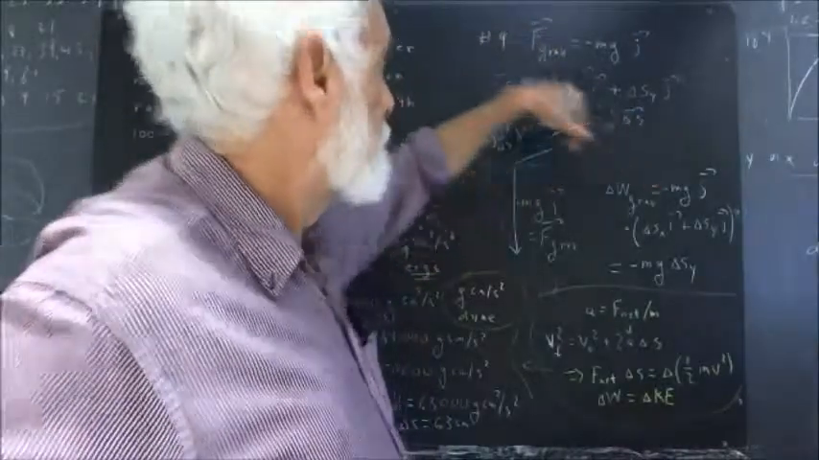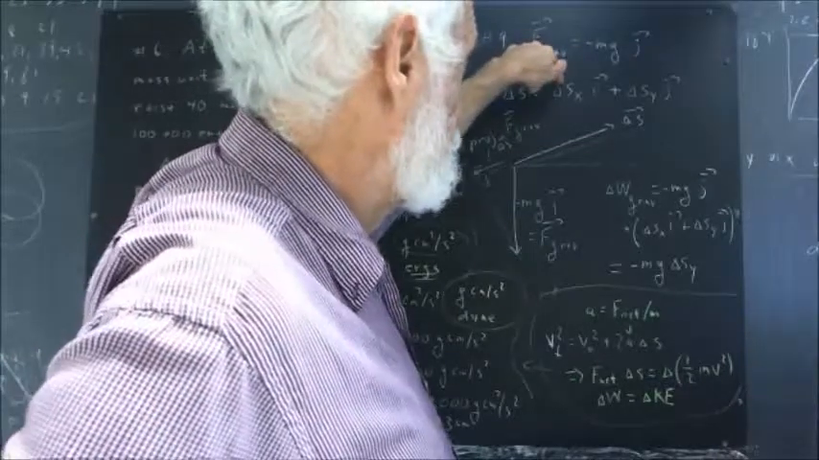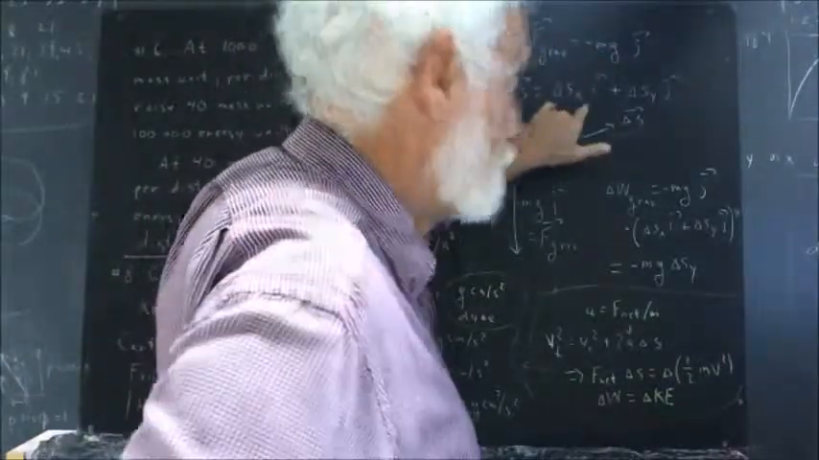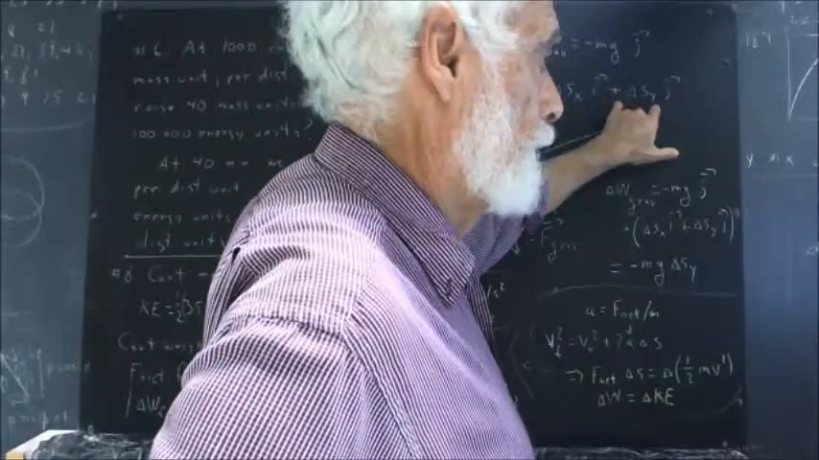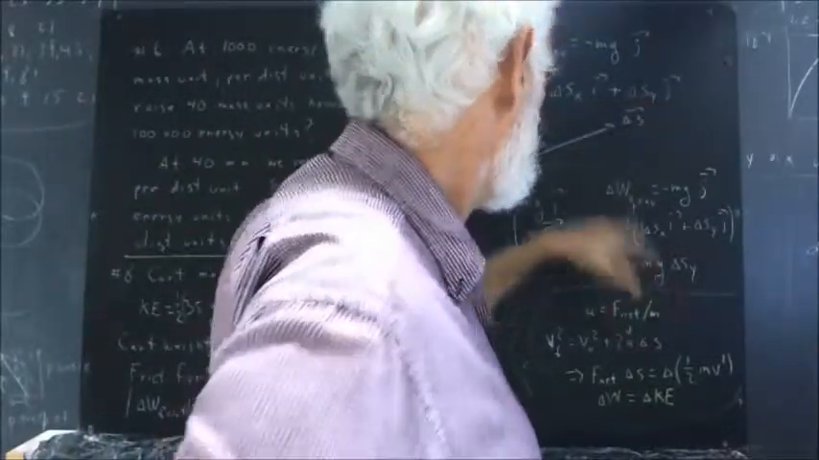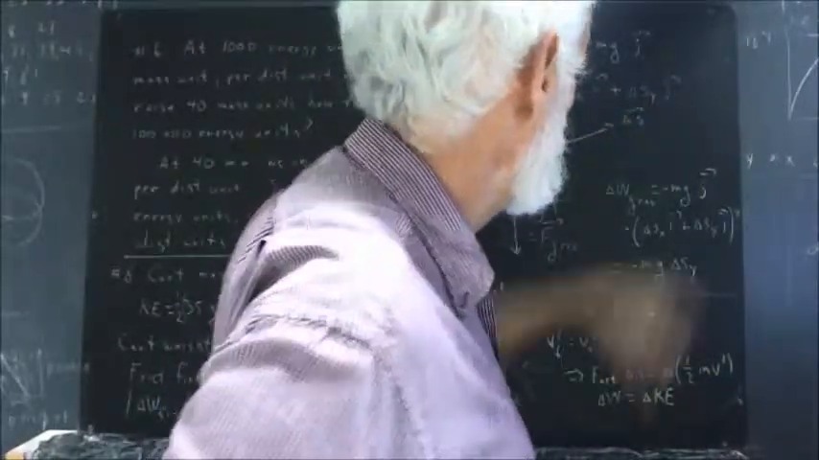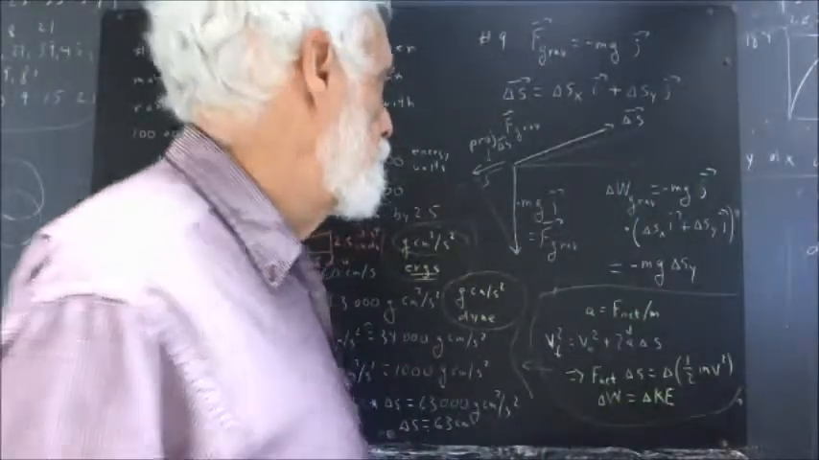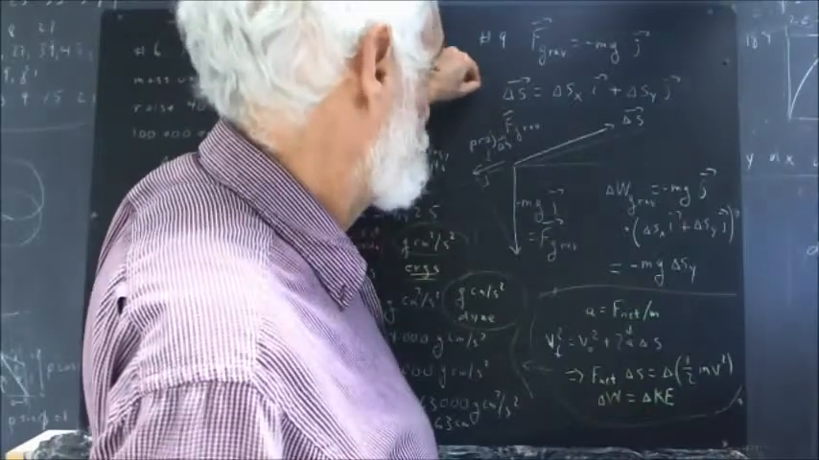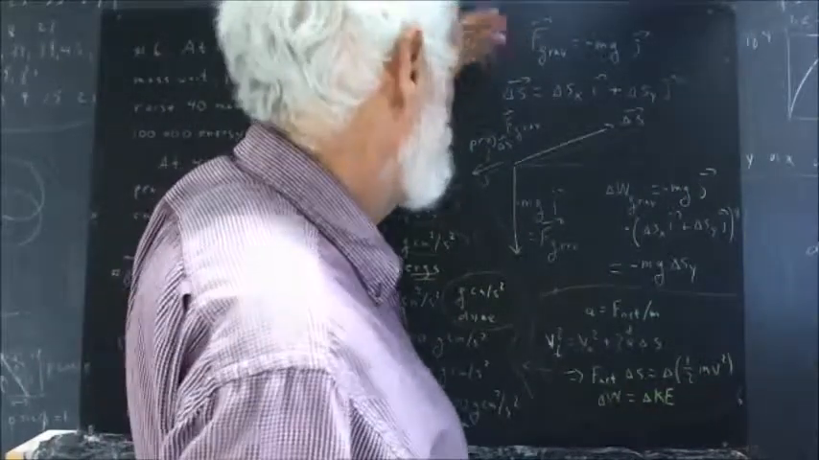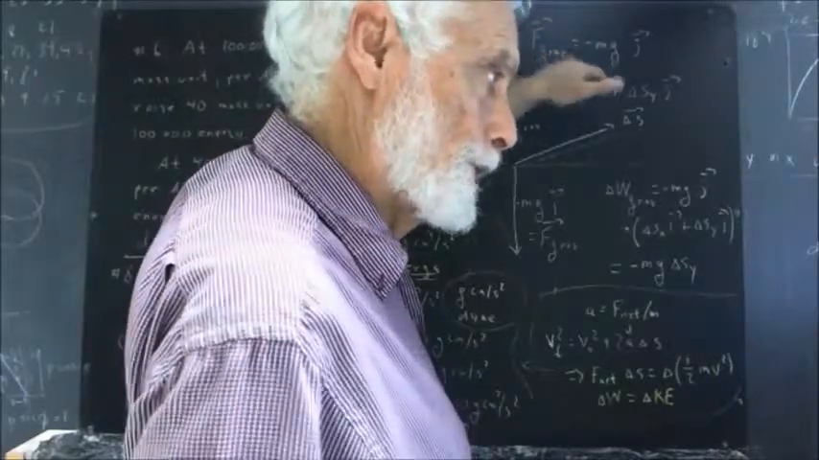Okay. Now, suppose there's a displacement, delta S sub x times i, some displacement in the x direction, and some displacement delta S sub y in the y direction, so our displacement vector would be delta Sx i plus delta Sy j. We want to calculate the work done by gravity as the object of mass m travels through this displacement.